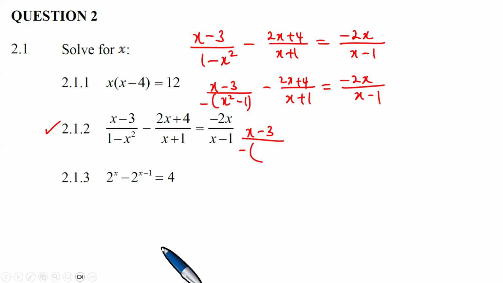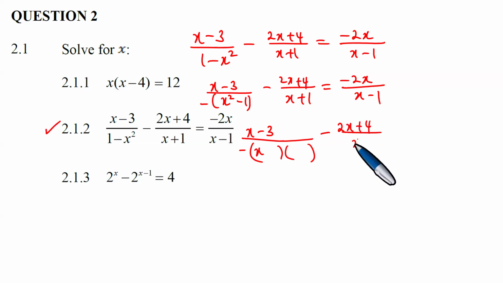Two pairs of brackets, and then in one you write x, and then plus 1, minus 1. Well done. Excellent stuff, Mpho.